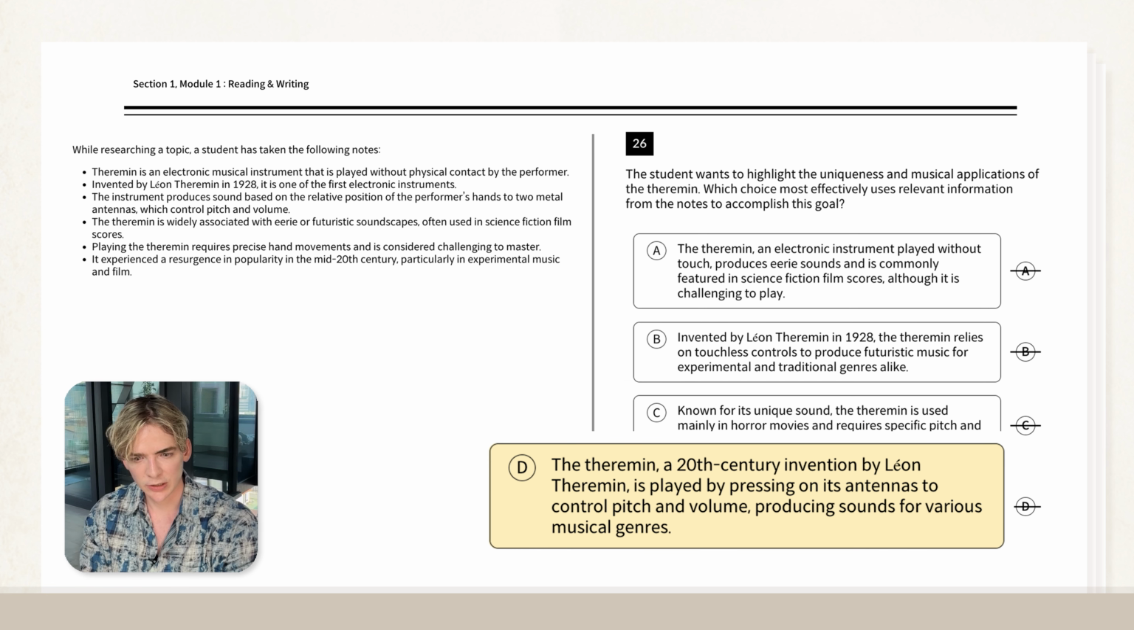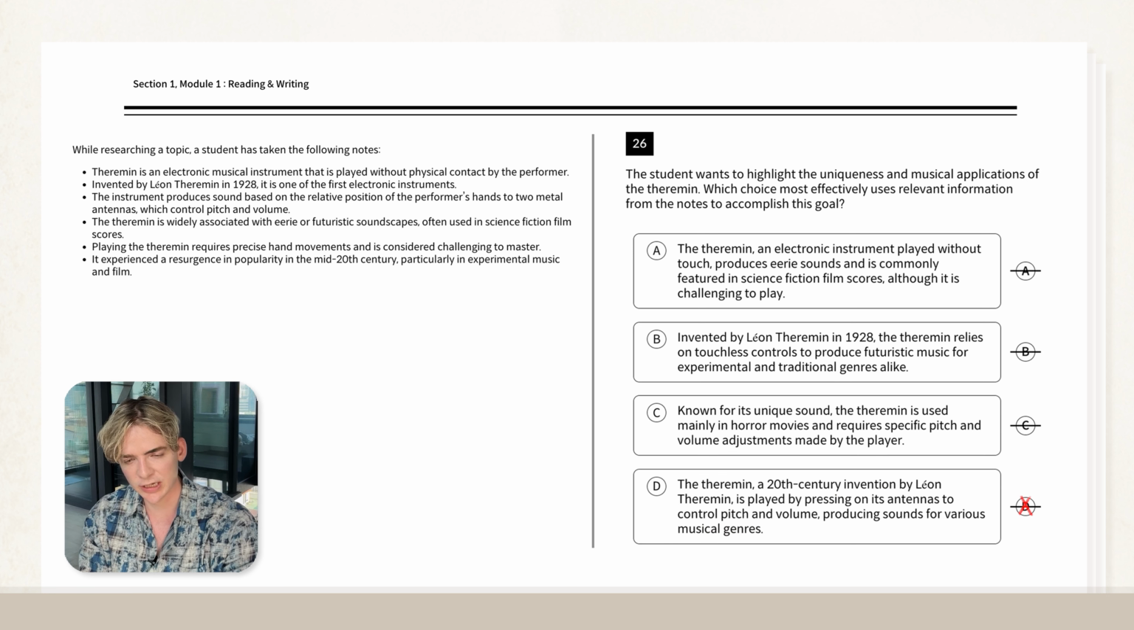Let's look at D here. The theremin, a 20th century invention by Leon Theremin, is played by pressing on its antennas to control pitch and volume, producing sounds for various musical genres. This doesn't necessarily sound unique per se, and it doesn't necessarily highlight specific genres. And so D is a little bit weak, so let's focus on A, B, and C here.